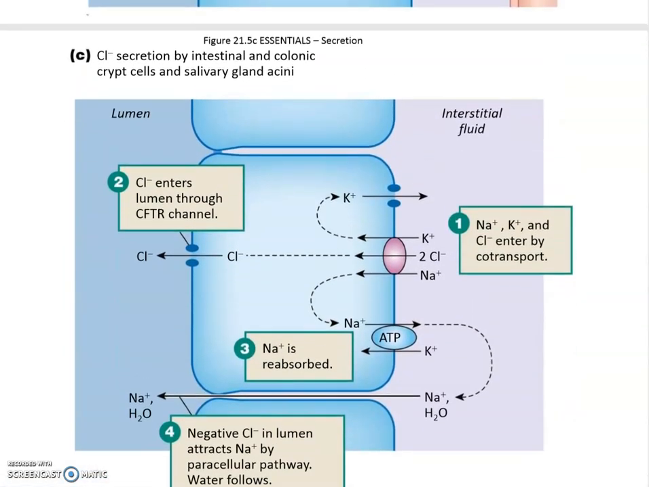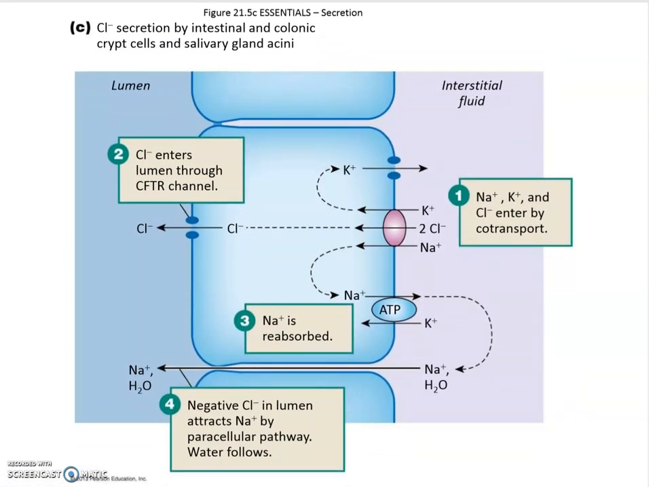And here is the chloride secretion by intestinal and colonic crypt cells and salivary glands. So same principle. The chloride here enters into the lumen of the gastrointestinal tract through a CFTR channel, just as before.